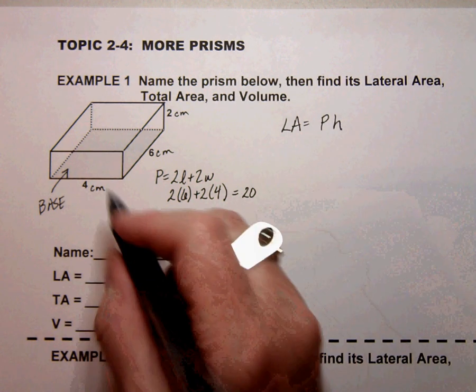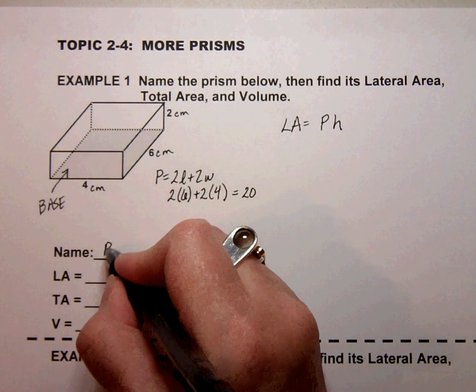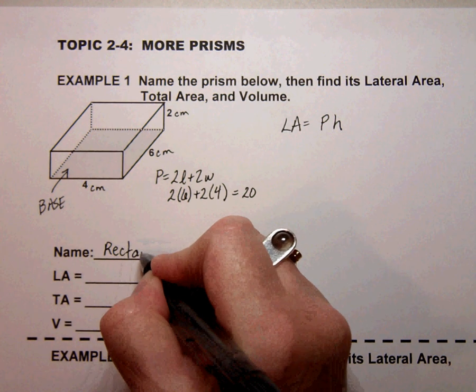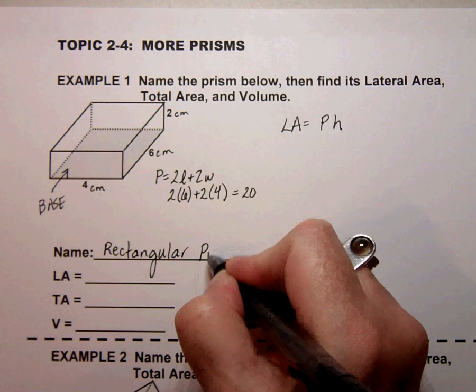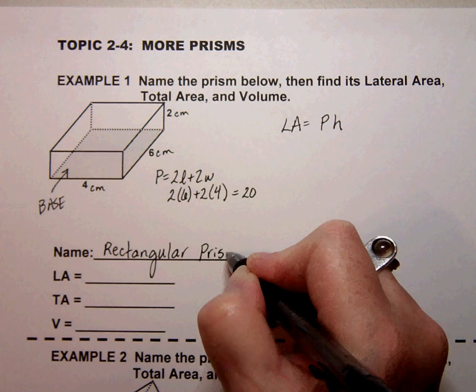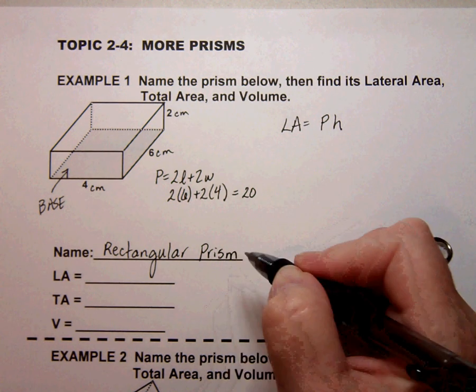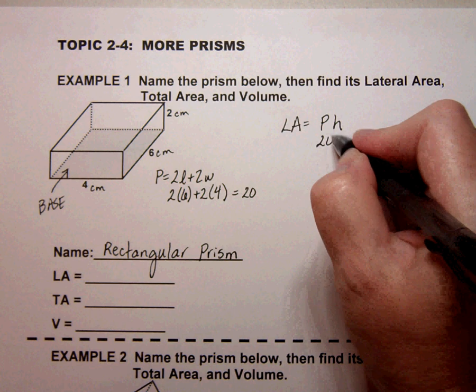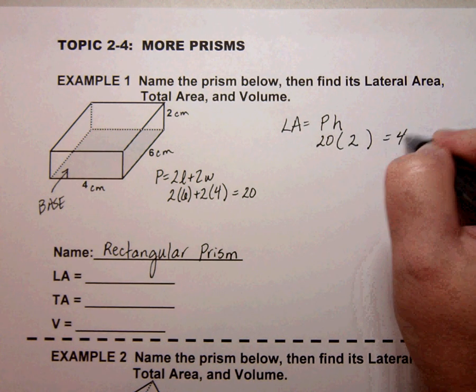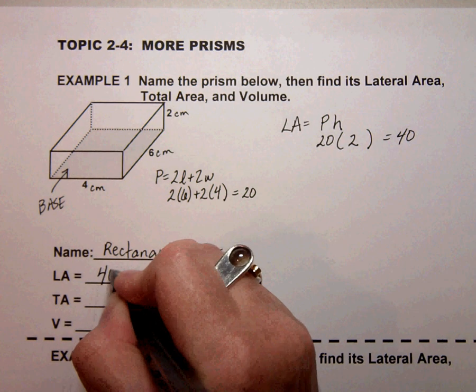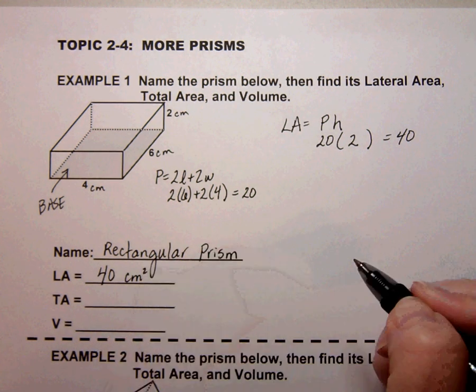Oh, we forgot to name it. This is a rectangular prism, because the bases are rectangles. And our perimeter is 20, and the height from base to base is 2. So 40 square centimeters would be your lateral area.